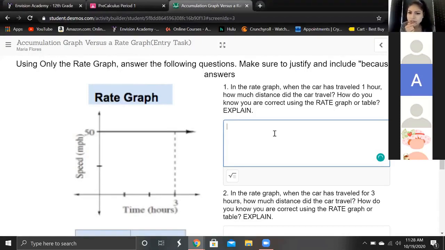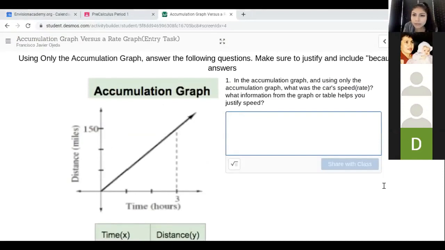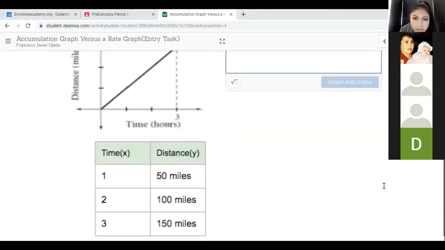Let's go. And I don't know who's typing that one now. Is that the same person, Maria? Yeah, that's me. Okay, perfect. Yeah, I think you're right, Marjorie. We just now as a group want to explain why. So you said in 1 hour it traveled 50 miles. What information from the graph or the table helps you justify speed?